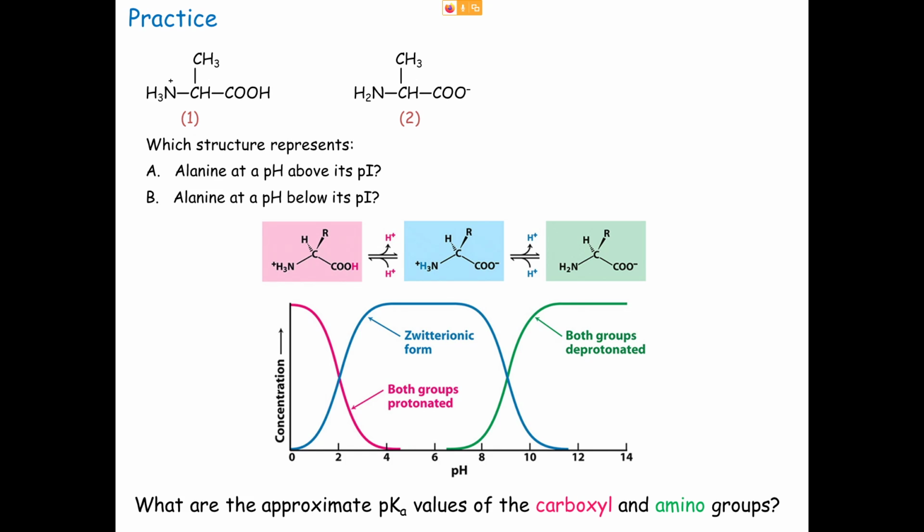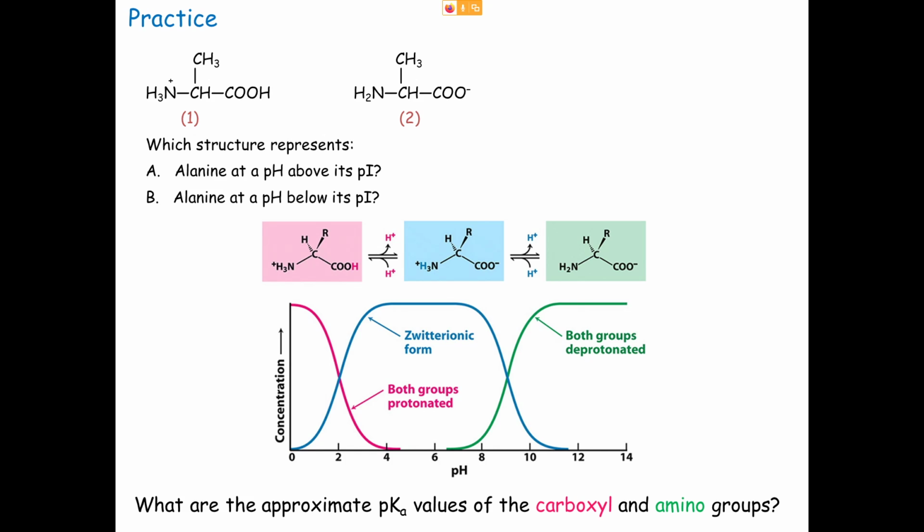But if I get more basic than that, the amino group is going to deprotonate. And that's figure 2. However, if I went more acidic than that, that's question B, alanine at a pH below its pI, more acidic, then we're going to protonate that carboxyl group. Right? So it's going to look more like figure 1. Okay, good. Let's look at that another way using a graph.